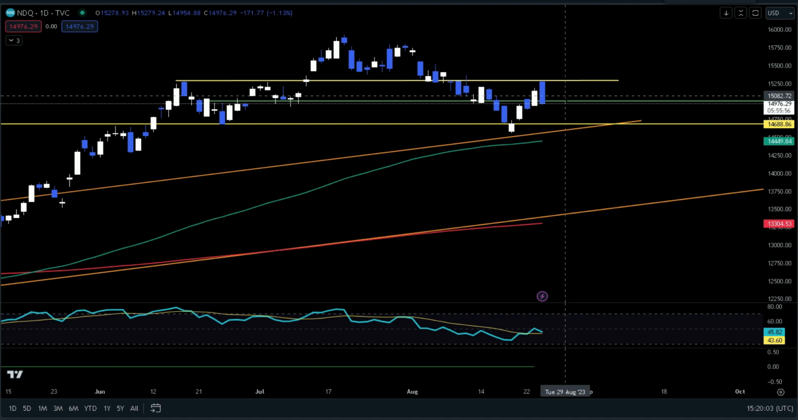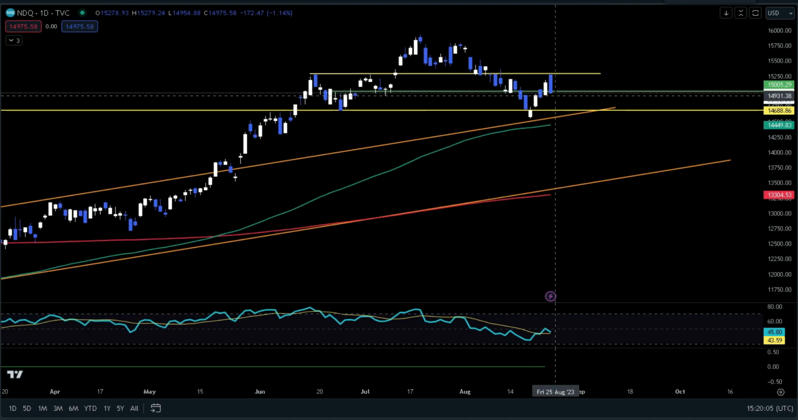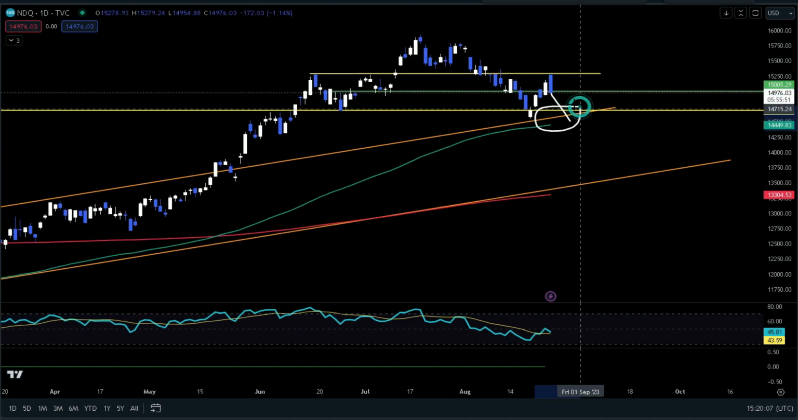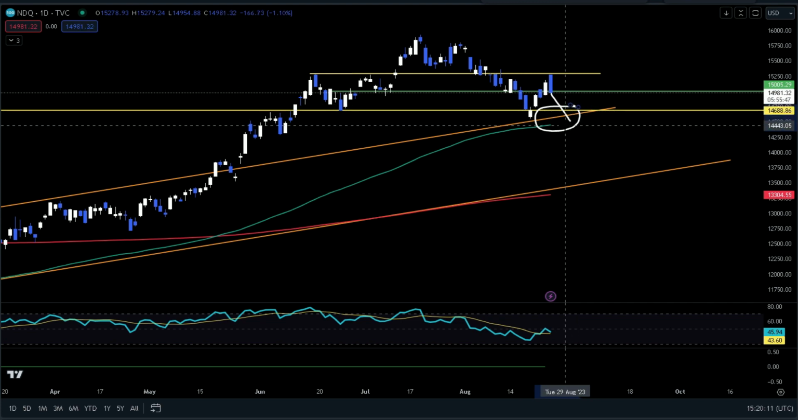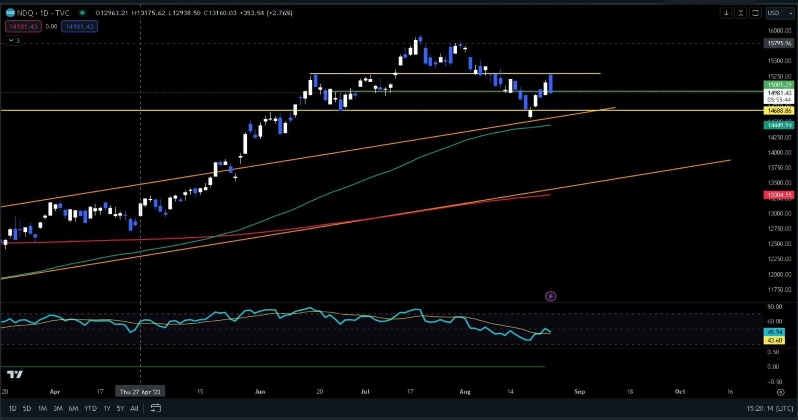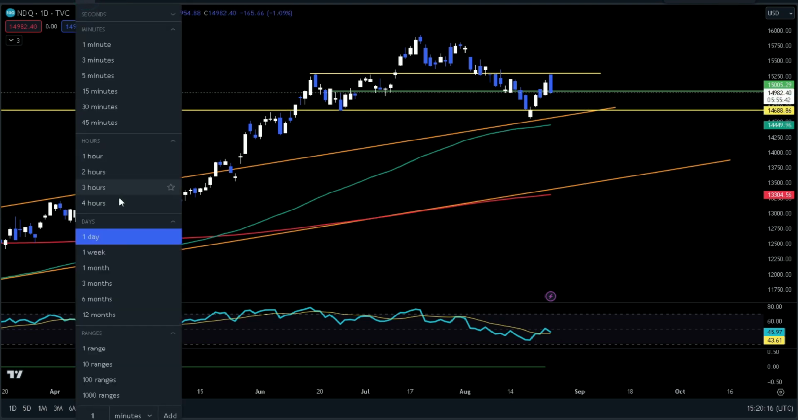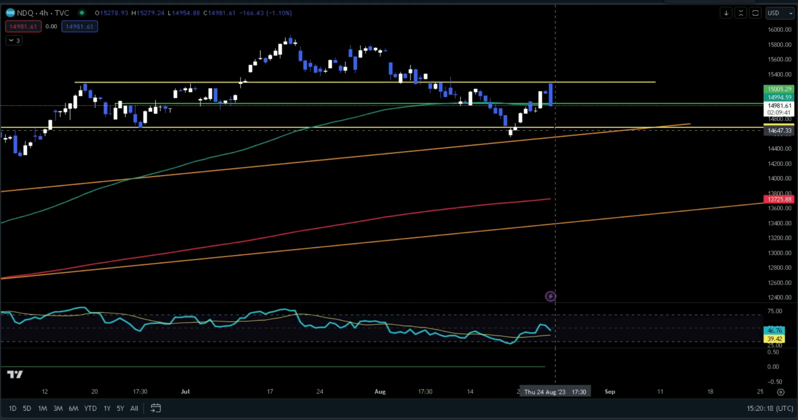So just by looking at this daily chart, me personally, I am more inclined towards the scenario where price comes into this range, 14,400 till 14,700, and then tries to bounce from here. So that is my opinion on this currently. Let's just quickly jump into the 4-hour and see also what is happening.